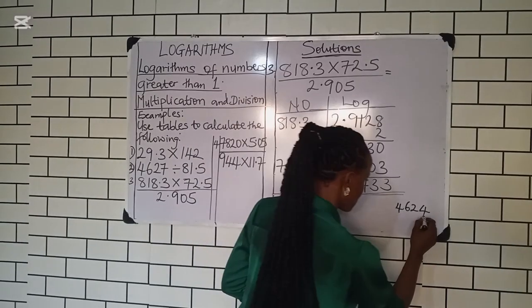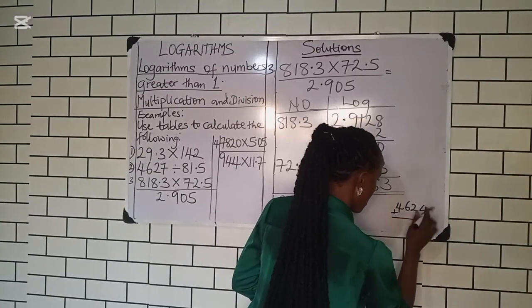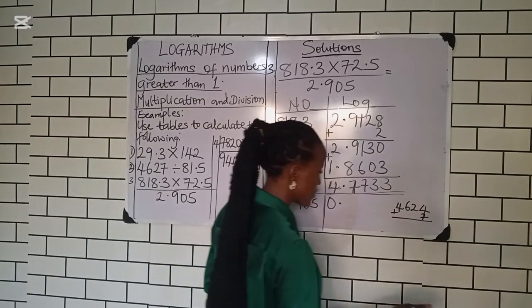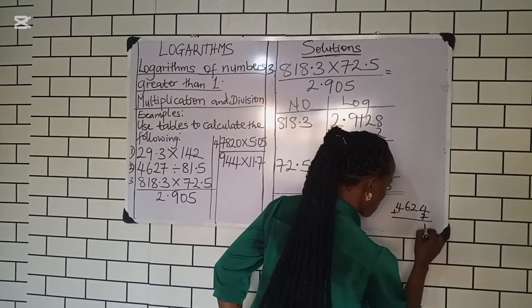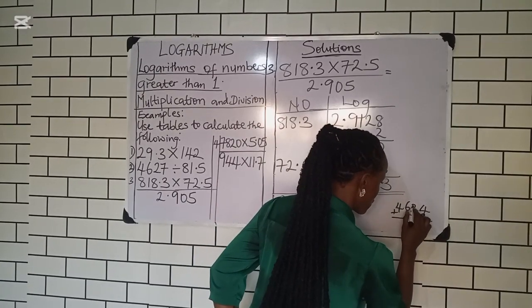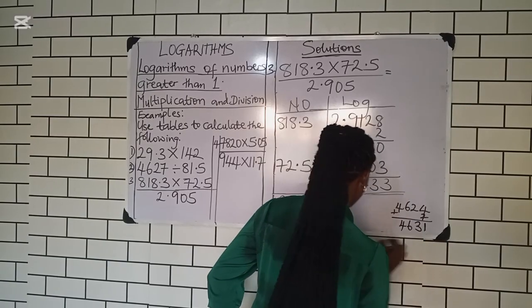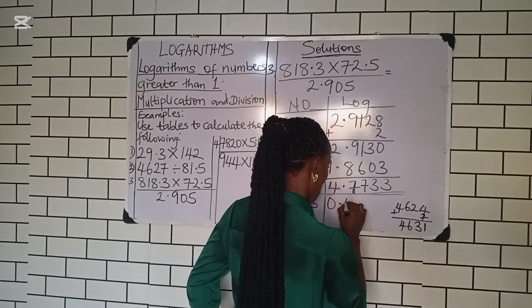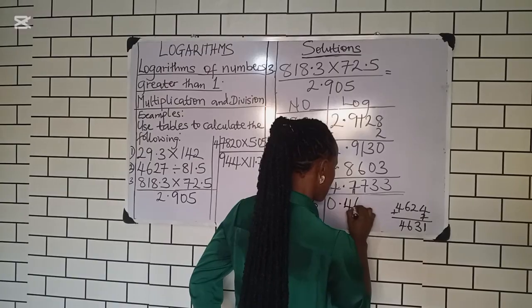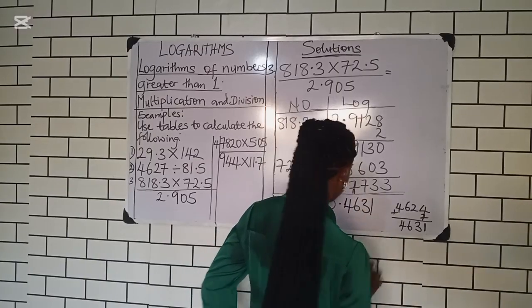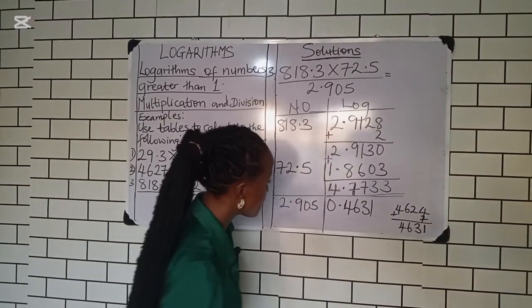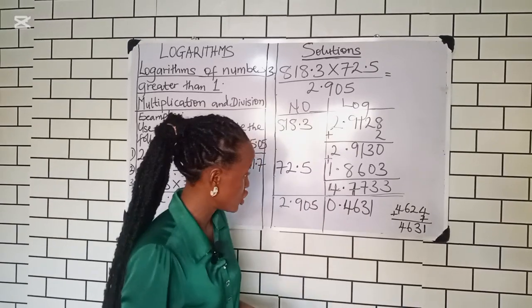We're going to add the 7. Adding 7 here, 4 plus 7 will give us 11. You write 1, carry 1, add the 1 to these 2, we have 3. Bring down 6, bring down 4. Now here we're going to have our 4631. Now this is the logarithm of the denominator digit number.